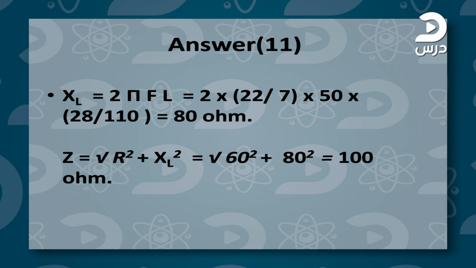But Z, the impedance, equals root of R squared plus XL squared, equals root of 60 squared plus 80 squared, equals 100 ohm.